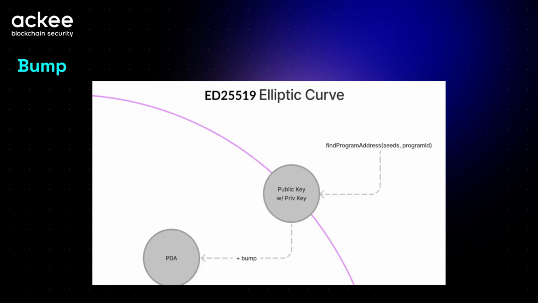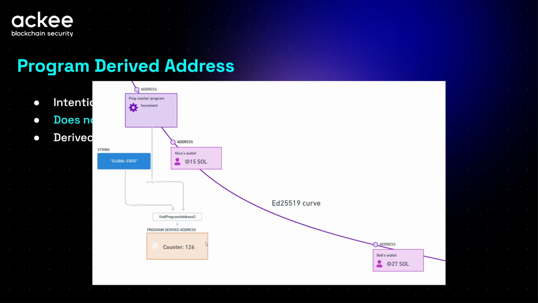So, what is the importance of bump? It is really simple. Sometimes it may happen that you take the seed or seeds, if there are more than one, and you take the program ID. You create the PDA from that, but the PDA will land on the curve. That would mean you, on the one hand, derive the address, it is PDA, but it landed on the curve. That means it has a corresponding private key.